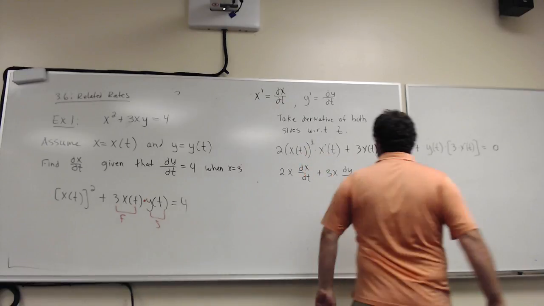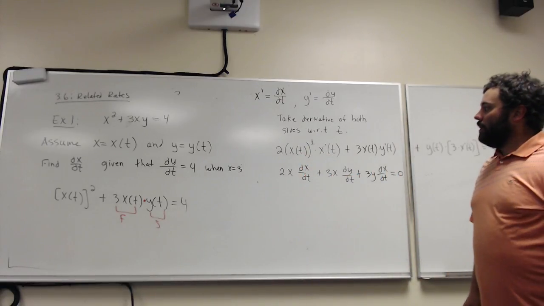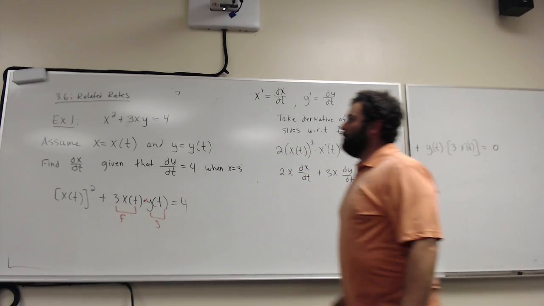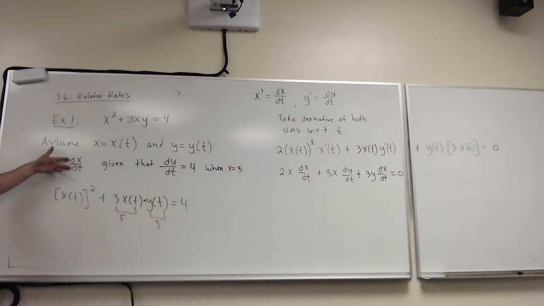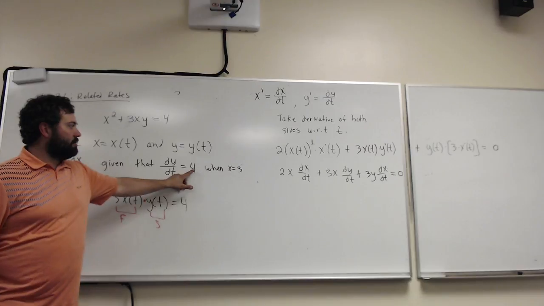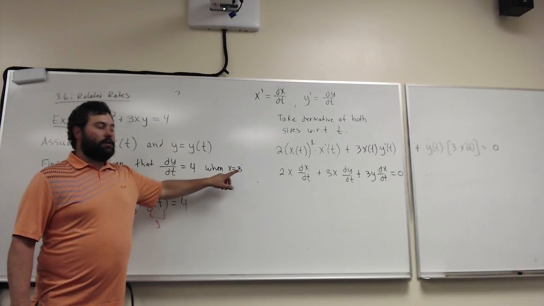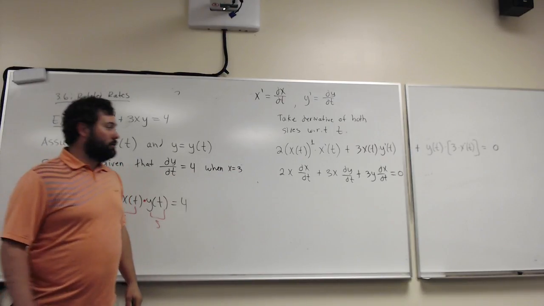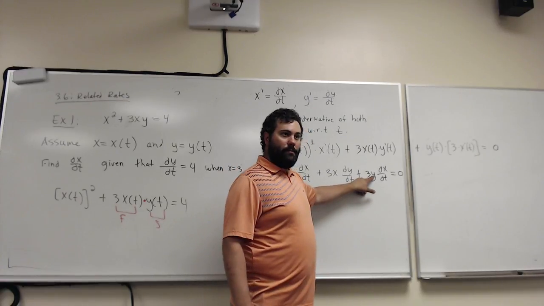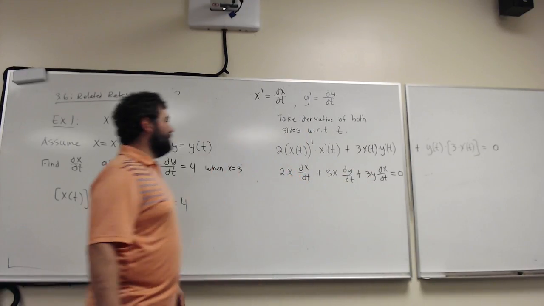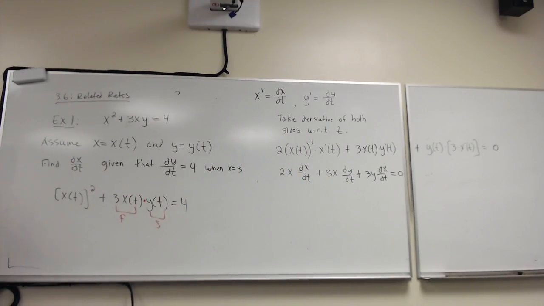Okay, so what we need to do is a couple things. Ultimately, we want to know how much x is changing with respect to time. But we also know dy dt is 4 when x is 3. The only thing I don't know is what y is. Anybody have an idea how to find y if we know x is 3?